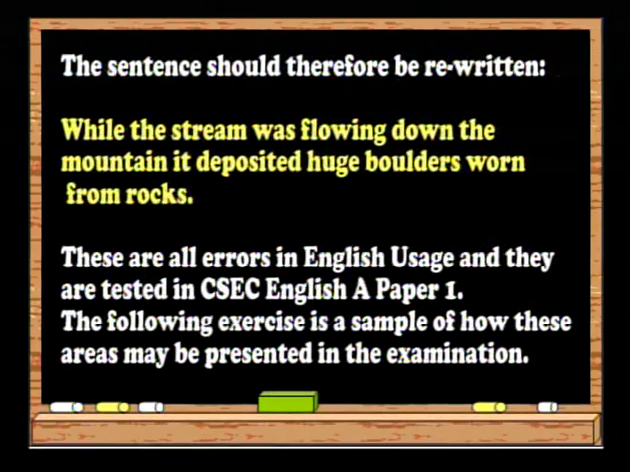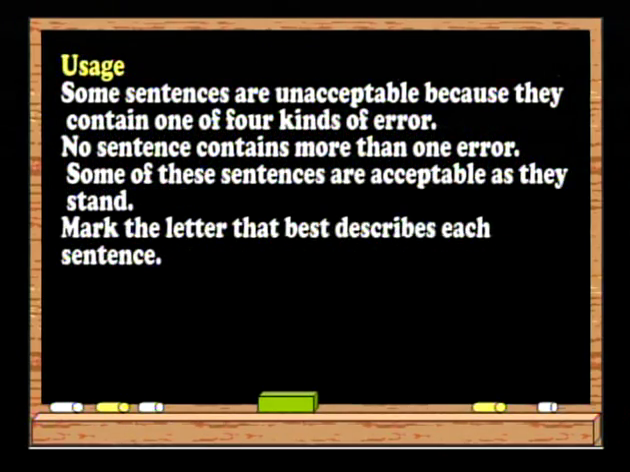These are all errors in English usage, and they are tested in CSEC English A Paper 1. The following exercise is a sample of how these areas may be presented in the examination. Usage. Some sentences are unacceptable because they contain one of 4 kinds of error. No sentence contains more than one error. Some of these sentences are acceptable as they stand. Mark the letter that best describes each sentence.